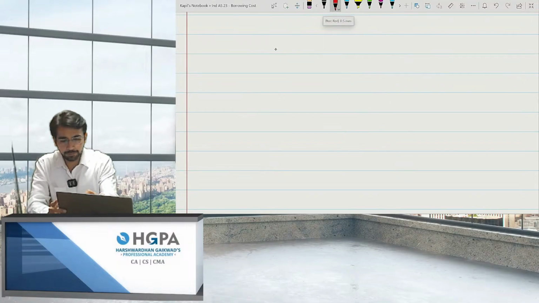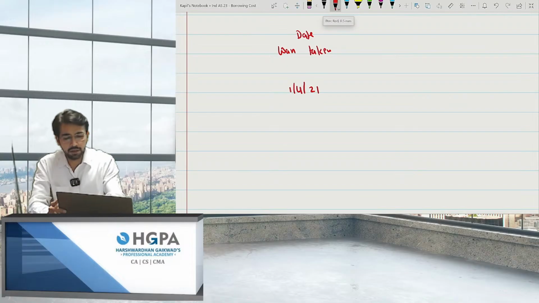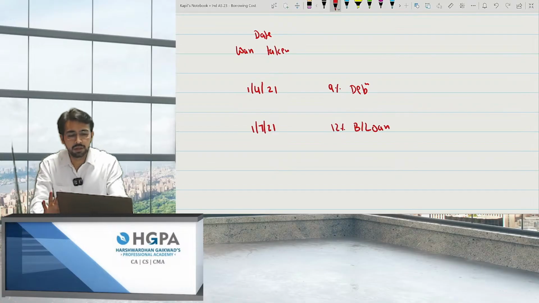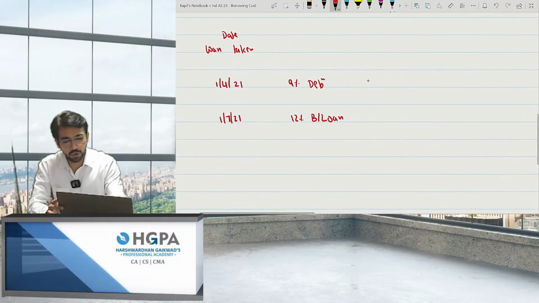if I say the date of loan taken was 1/4/2021 and the date of loan taken was 1/7/21. It was 9% debentures and 12% bank loan. Okay, the amount was 5 lakh and the amount was 8 lakh.